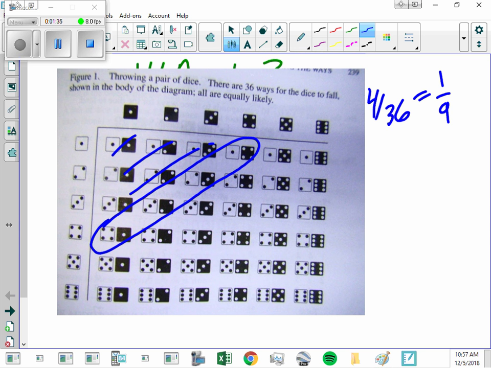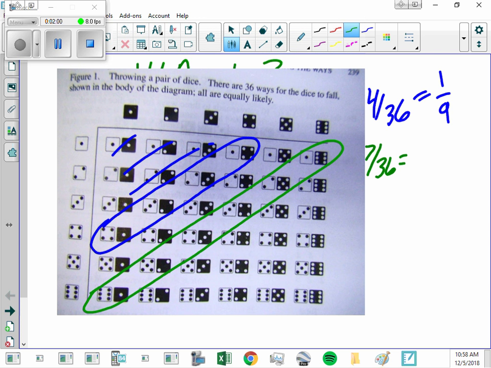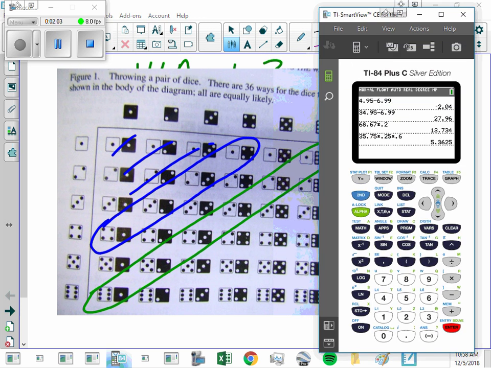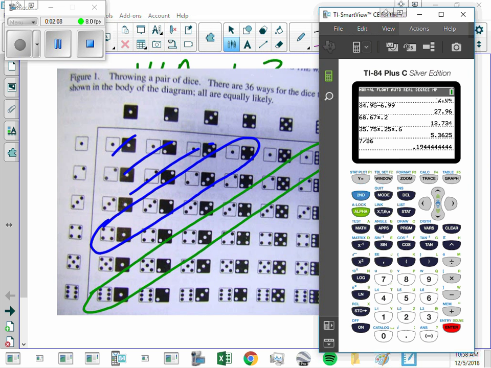So number 3, a pair of dice is thrown 1,000 times. What total should appear most often? 7. Why is that? Because this diagonal is longer than any of the others. Okay? So this has a chance of 7 out of 36, which, in percentage form, is 19.5% almost.